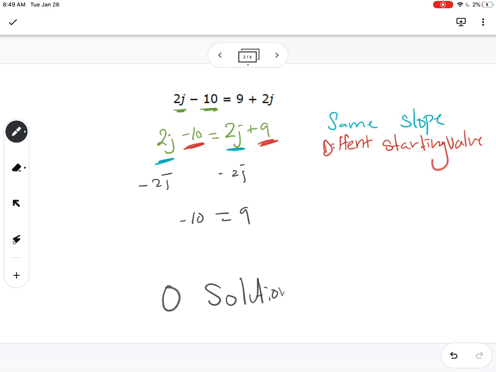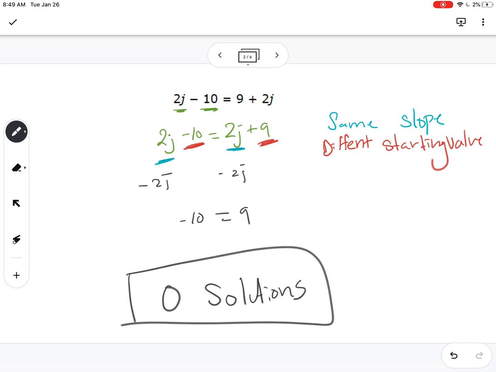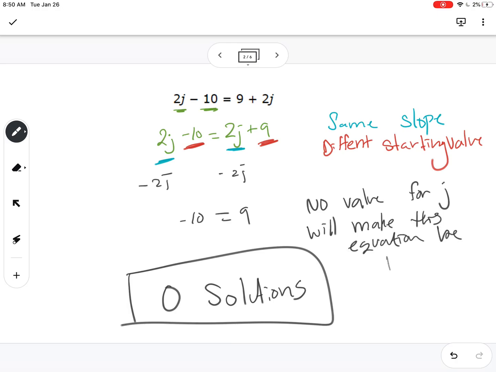Again, no value for j in this case will make this equation be true. And that comes from the fact that you can think of these as linear equations, right? 2x minus 10, or 9 plus 2x. There's no specific value where the equations are equal at the same time.